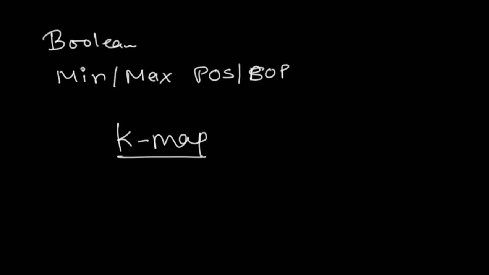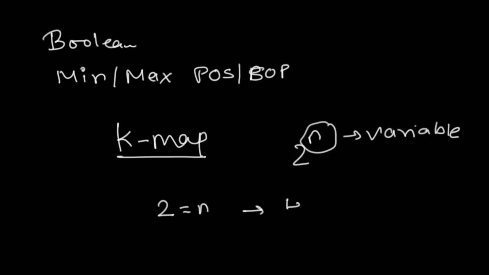This is a graphical method which has 2 raised to n cells, where n represents the number of variables. So if we have 2 variables, where n is equal to 2, then we have 4 cells. If n is equal to 3, then we have 8 cells, and so on. The K-map is generally used for 2 variables, 3 variables, 4 variables, and up to 5 variables. This is the most optimum method that is used for simplifying the Boolean expression. So let's see how the 2 variable K-map is used for simplification with the help of an example.